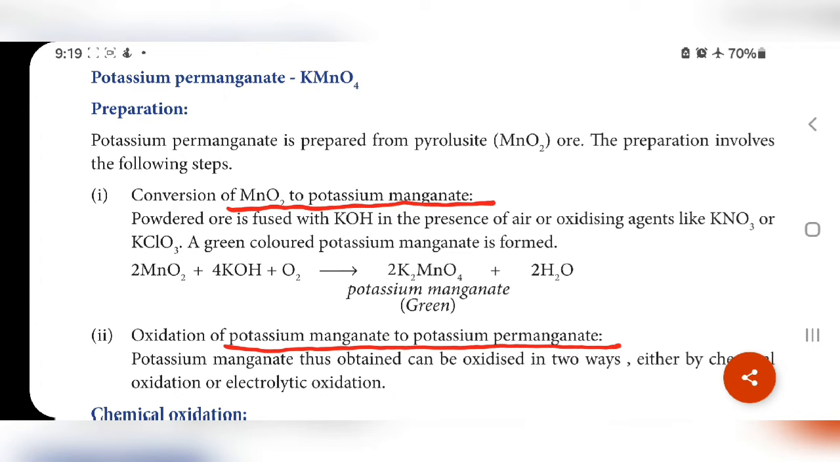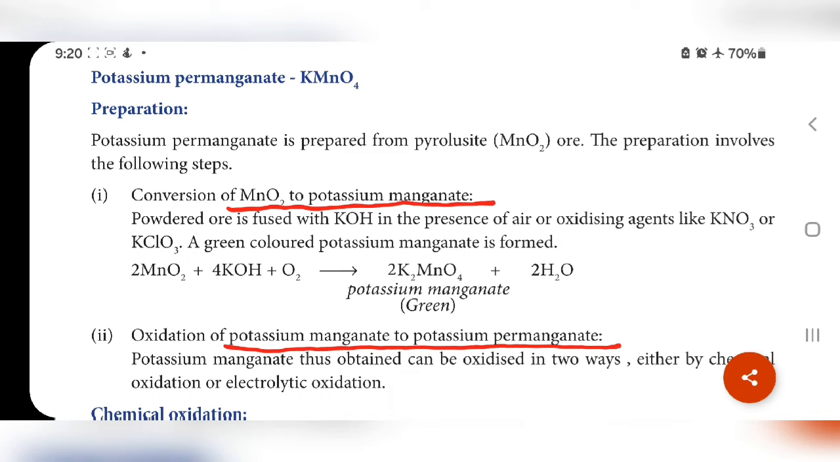So, preparation of potassium permanganate contains two steps. First, the ore pyrolusite is converted into potassium manganate. Second, potassium manganate is converted into potassium permanganate.